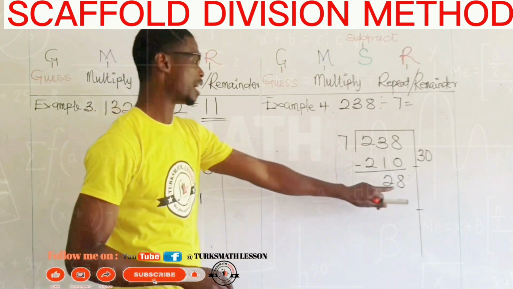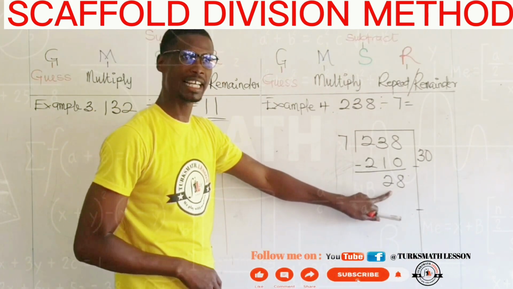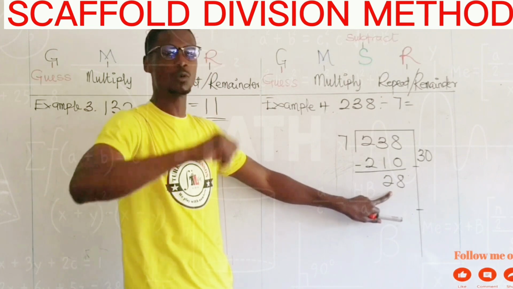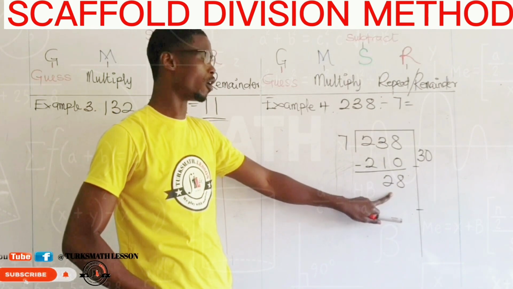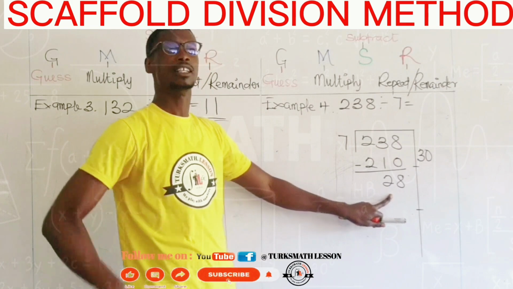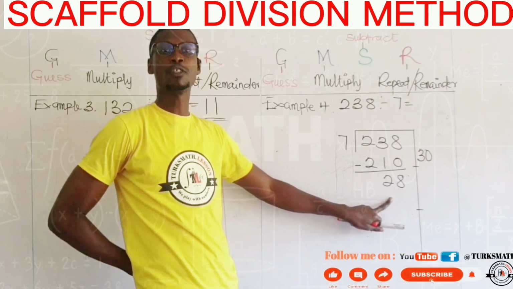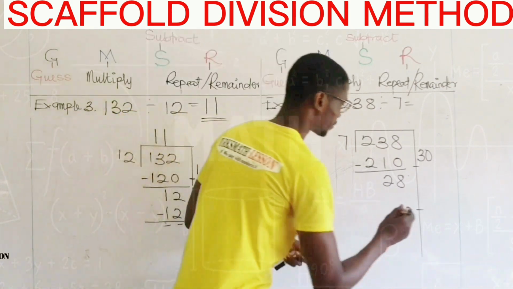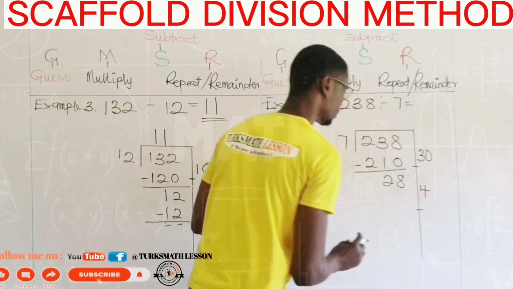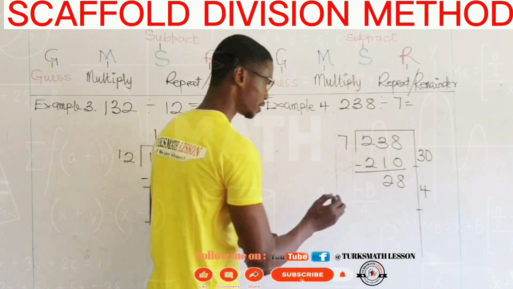Now we are left with how many digits here? 2 digits. So I'm not going to use 2 digits. I'm going to use what? 1 digit. So let me test 4 or 3. Let's test 3. We should use 4, yes? Okay. 7 times 4? 28.